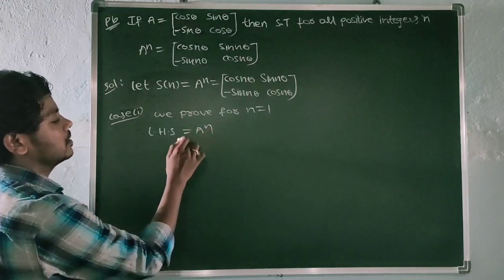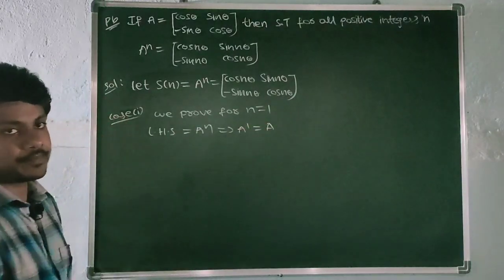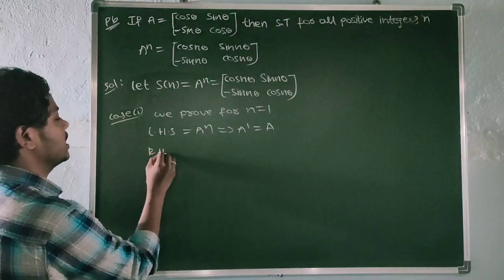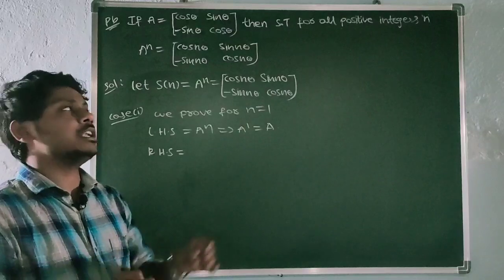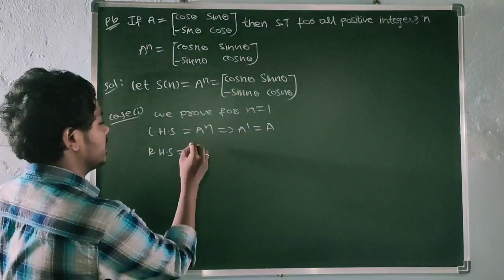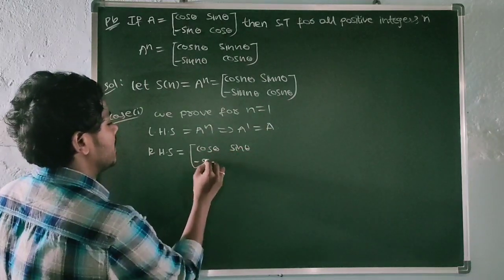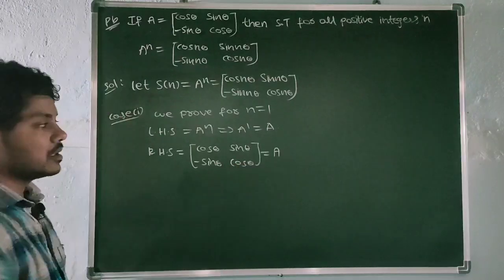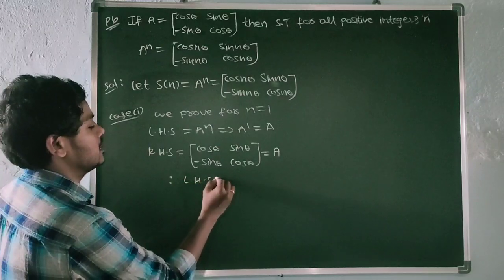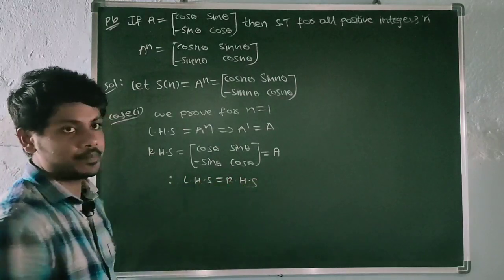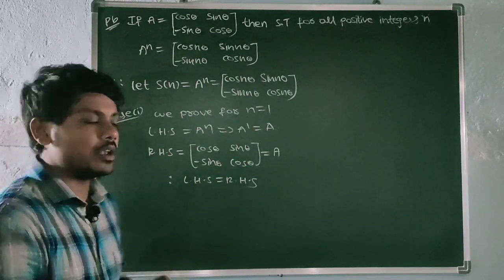A power n. So write n is equal to 1. You get A power 1 is what? A. Now take RHS. So what is RHS? Cos n theta, sin n theta, minus sin n theta, cos n theta. So write in place of n, 1. So what you get? Cos theta, sin theta, minus sin theta, cos theta. So again you will get A. So therefore LHS is equal to RHS. So therefore the given statement is true for n is equal to 1.